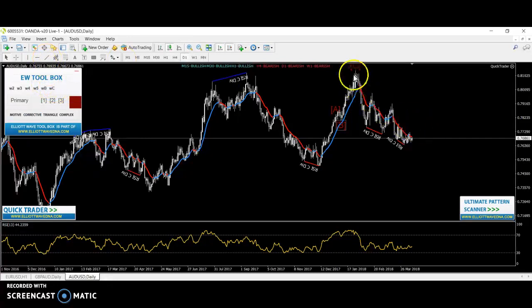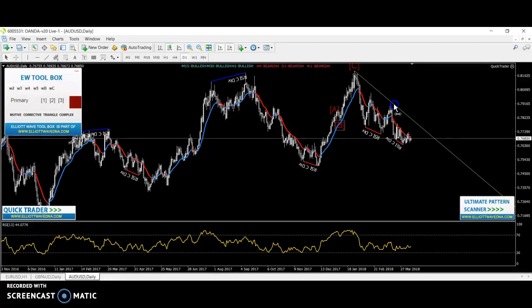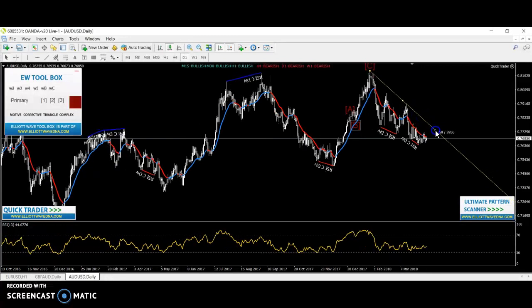So after that, we see some kind of push down right here. And that, to me, looks like an ending diagonal. So let me just mark this off, which can also be known as a wedge pattern. Now taking a look at this, you're going to see 5 choppy moves here. So 1, 2, 3, 4, 5. It's going to be 5 choppy moves down over here. So that signals that we're looking for the end of the first push down.